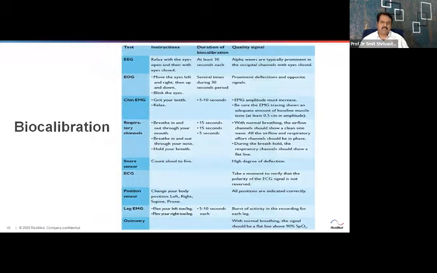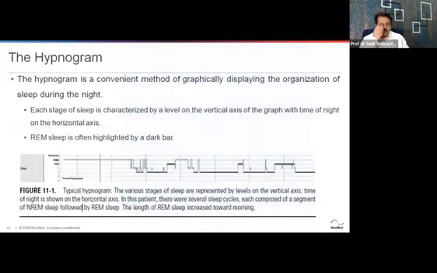It starts with a calibration that is often required, like the supine and deep breathing during the treadmill test that we do. So calibration is done, and then it gives us a constructed sleep structure called a hypnogram. It depicts graphically the organization of sleep during the night. Each stage of sleep is characterized by a level on the vertical axis of the graph, with the time of the night on the horizontal axis.